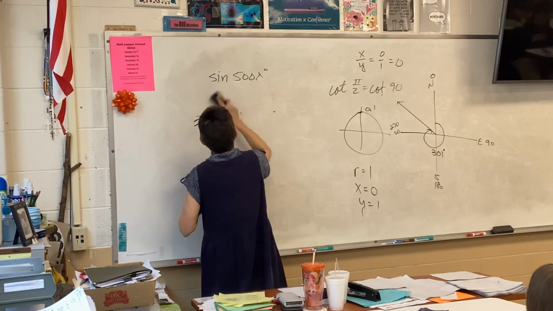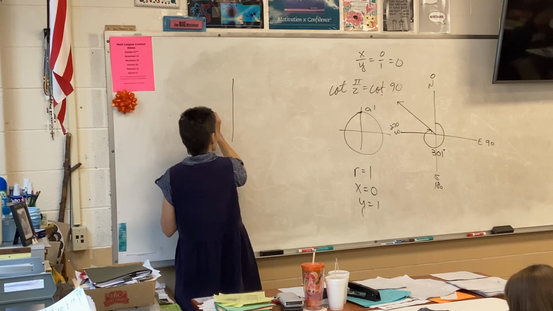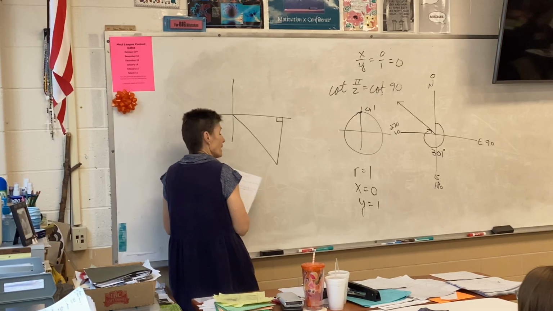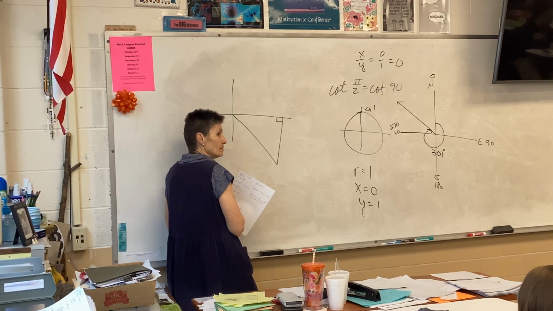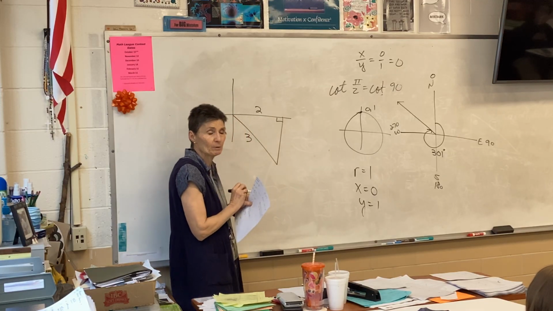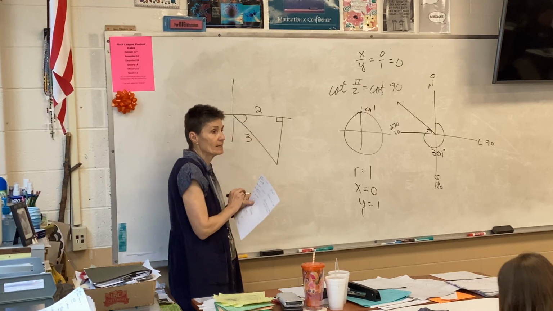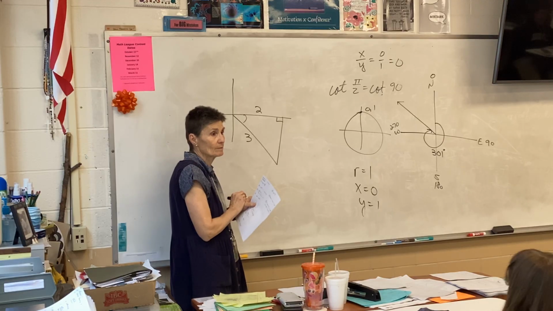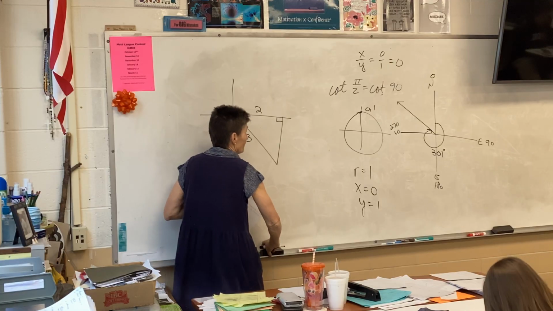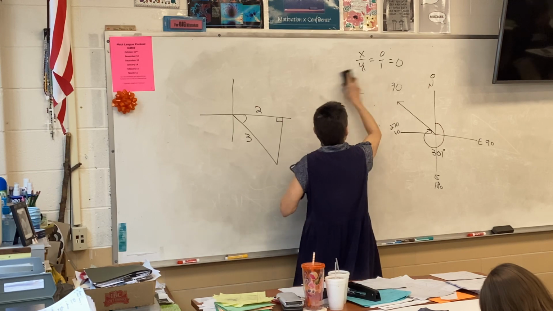All right, now I am in quadrant 4, so I'm going to draw my butterfly bow tie in quadrant 4. I know the cosine is 2/3. Why did I put the 2 and the 3 there? Because cosine is adjacent over hypotenuse. So now if I'm gonna find all the rest of them, sine and all that, I'm gonna need that missing side.